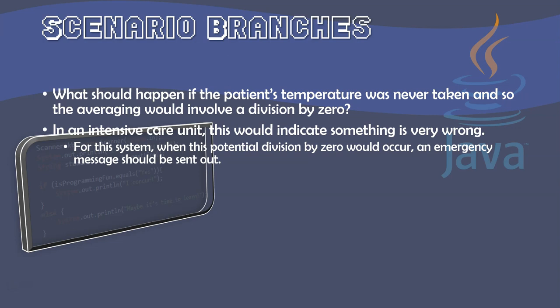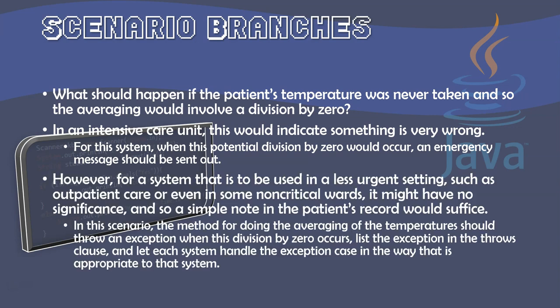An emergency message should be sent out. However, for a system that has a less urgent setting, such as outpatient care or even non-critical wounds, it might not have any significance, so a simple note in the patient's record would suffice. In this scenario, also note that the method for doing the averaging of the temperature should throw an exception when this division by zero occurs.